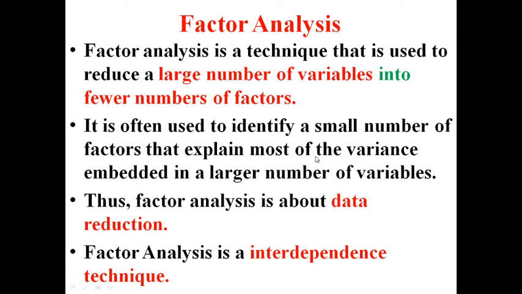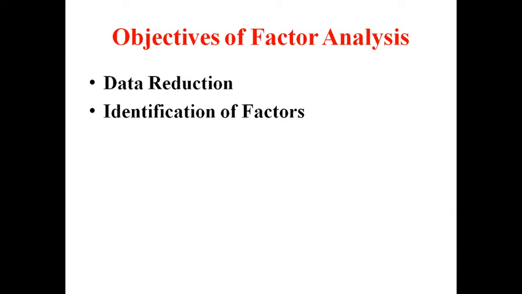So, what exactly are we doing? We are reducing the data. That's why factor analysis is about data reduction. It is known as a data reduction technique, or it is also known as dimension reduction. Also, factor analysis is an interdependence technique. There are two types of techniques: one is the dependence technique and the other is the interdependence technique. In an interdependence technique, there are no independent variables and no dependent variables. Here the variables are interrelated to each other. That's why it is known as an interdependence technique. So factor analysis is an interdependence technique.